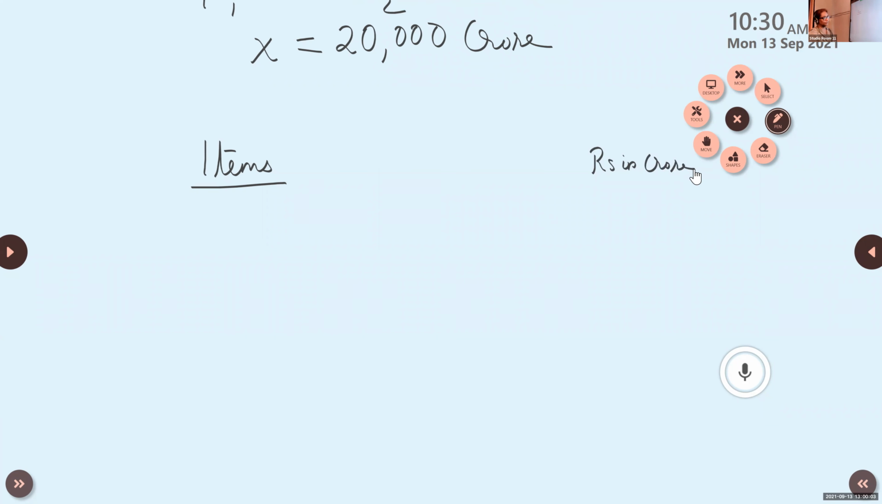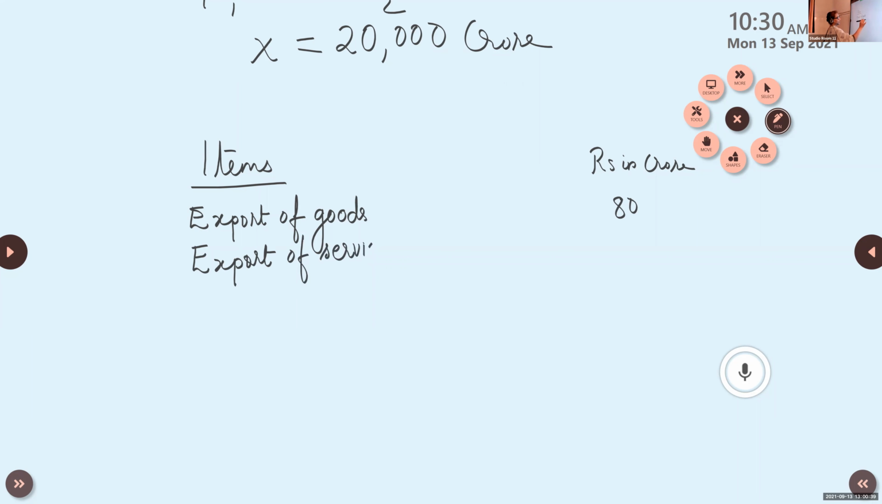Below items, first one, export of goods. Here, 80 crores. You write it like that, 80. Export of services, 20.